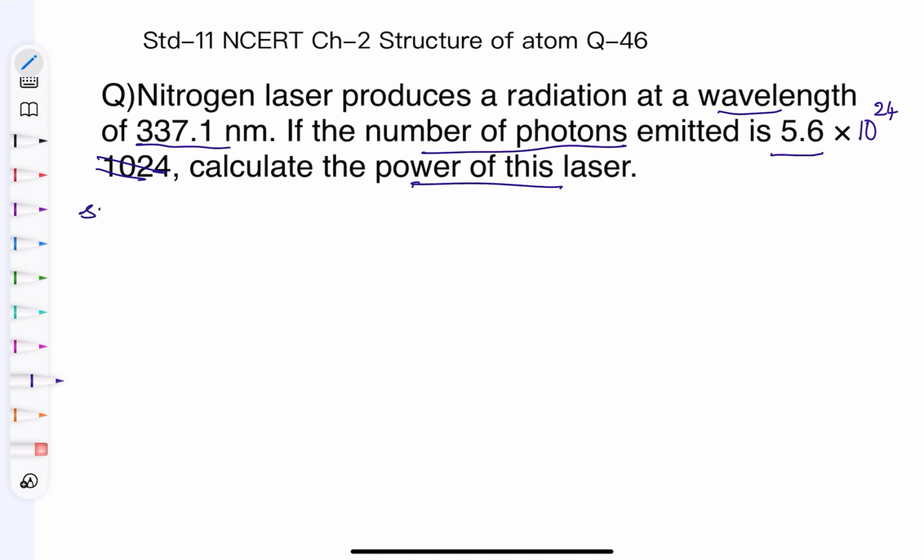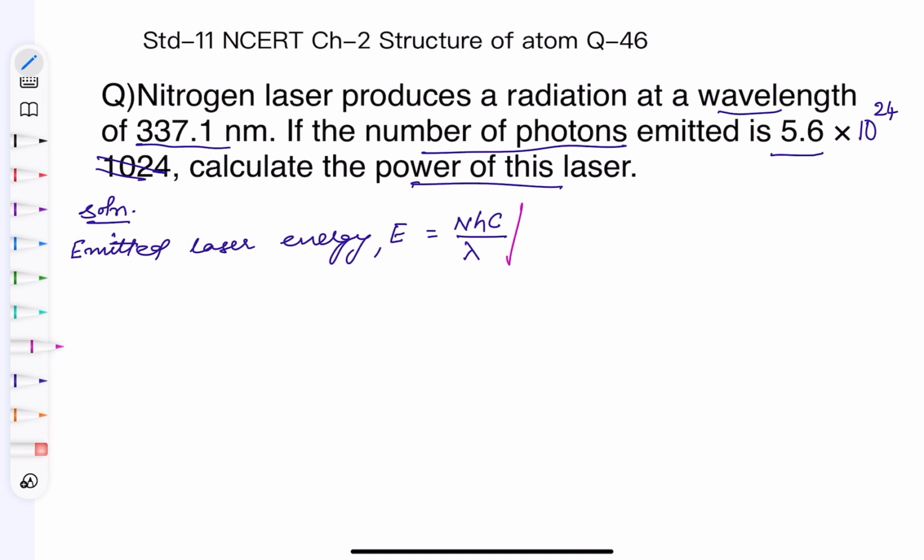It says you need to calculate the power of the laser, meaning you need to find out the energy emitted by the laser. For this, the formula which we will be using is E equals NhC by lambda. This is the formula which we are going to use, referred to as the power of the laser.